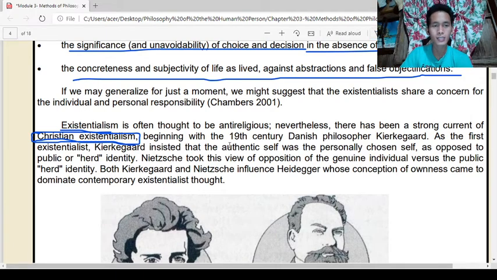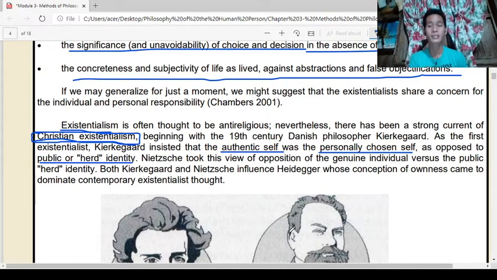As the first existentialist, Soren Kierkegaard insisted that the authentic self was the personally chosen self, as opposed to the public or herd identity. Take note for this class. According to Soren Kierkegaard, the authentic self, the original self, was the personally chosen self, as opposed to the public or herd identity, diba? Whether we like it or not, the way we expose ourselves, kita ang nakaila kung kinsa ta, unsa ta nga pagkatao, di ba? There are people nga sa public makita nimo nga ay inana siya, di ba? Inana siya nga tao, buutan siya, matinabangon siya.